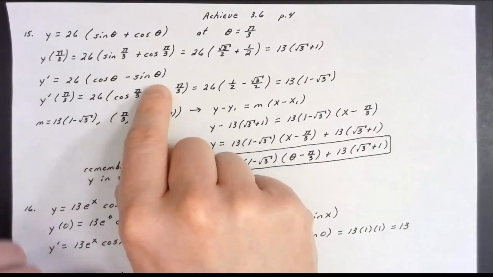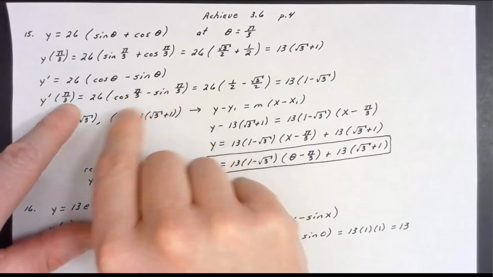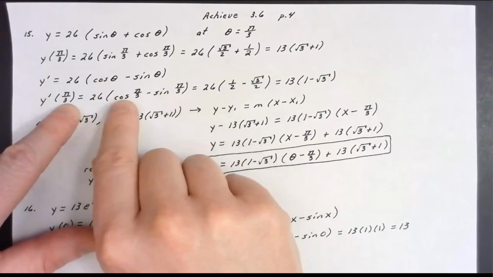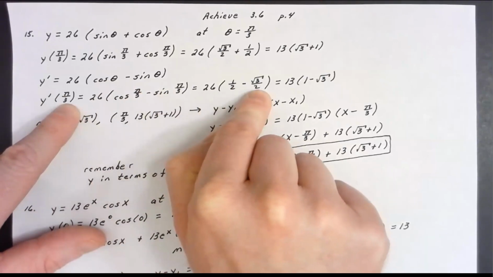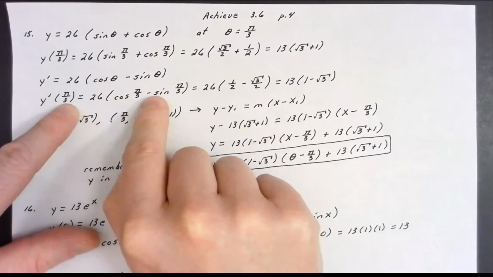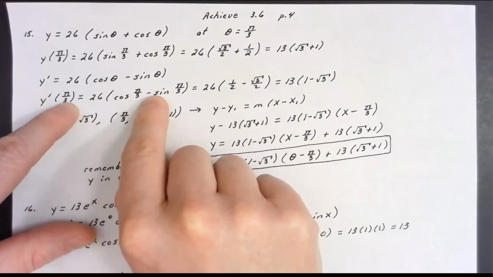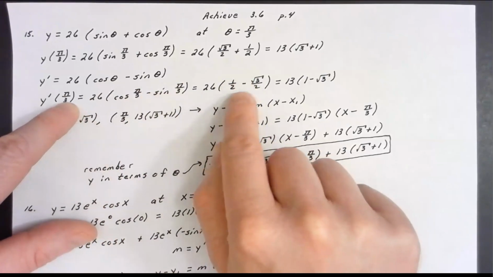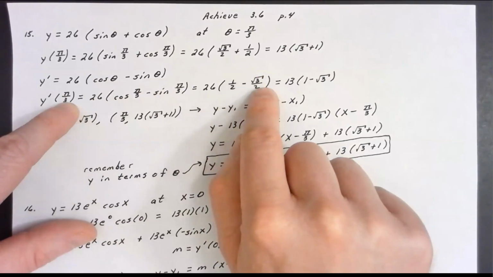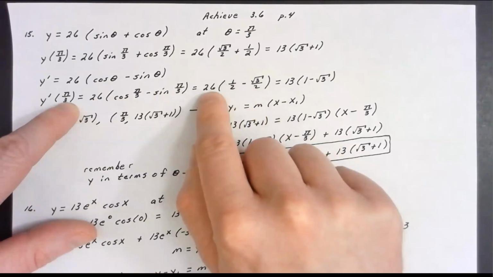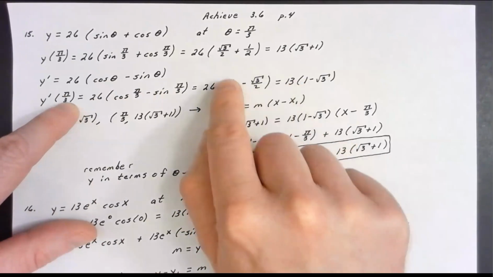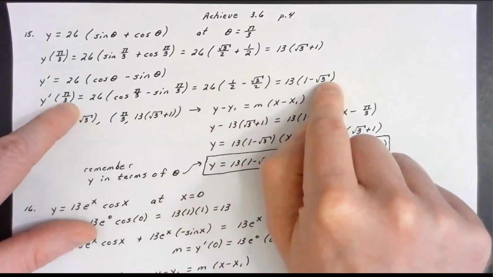Now, once I have the derivative taken, I evaluate it at pi over 3. I've already said that the cosine of pi over 3 is 1/2, and the sine of pi over 3 is the square root of 3 over 2. This time, though, we're subtracting that sine of pi over 3. So my inside becomes 1 over 2 minus the square root of 3 over 2. Once again, this 2 can cancel with the 26, and it's just going to give me 13 times the quantity 1 minus the root of 3.